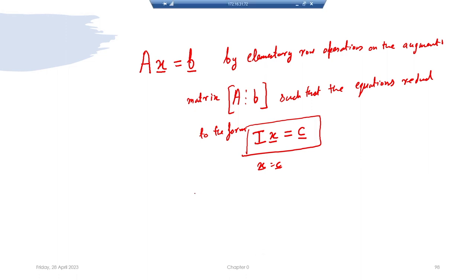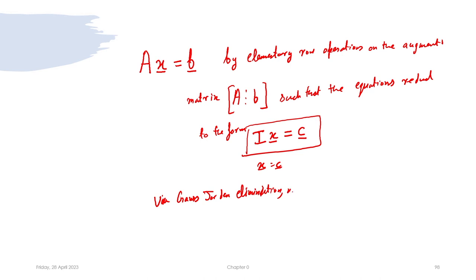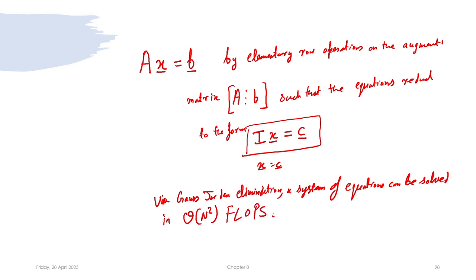So, it can be shown that via elementary row operations in Gauss-Jordan elimination, you can solve a system of equations in order of n squared floating point operations. So, you can solve any system of equations in order of n squared floating point operations.